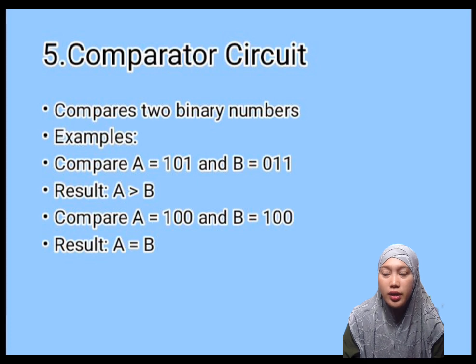Number 5, comparator circuits. It compares two binary numbers. For example, compare A equals 101 and B equals 011. The result is A is greater than B. So that's all.